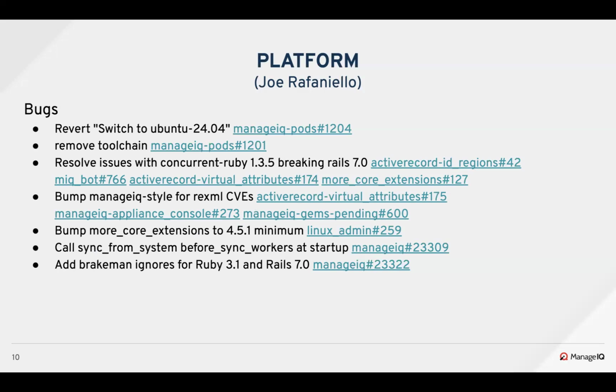Next, Jason bumped the ManageIQ style version. This resolves an issue with the dependency on REXML that had a CVE exposure. Jason bumped more core extensions to 4.5.1 as a minimum in Linux admin. Next, Adam fixed an edge case in the server startup code to ensure that wait for started workers could complete and not time out. And finally, Jason added breaking ignores for Ruby 3.1 and Rails 7.0.